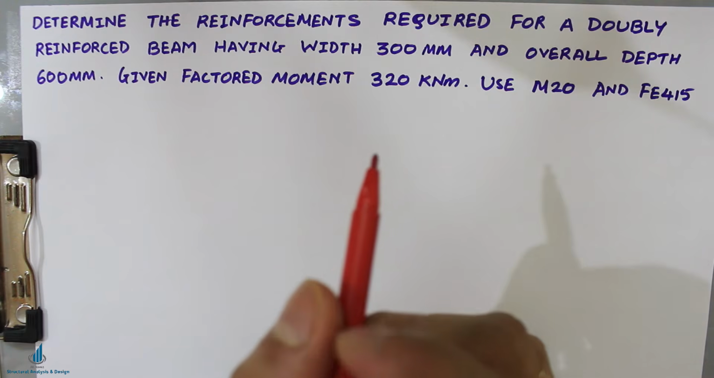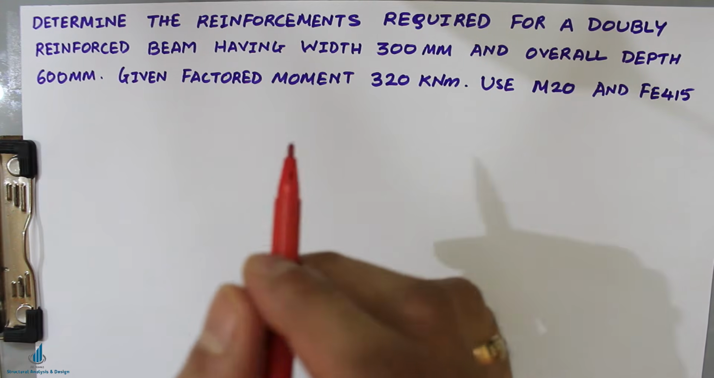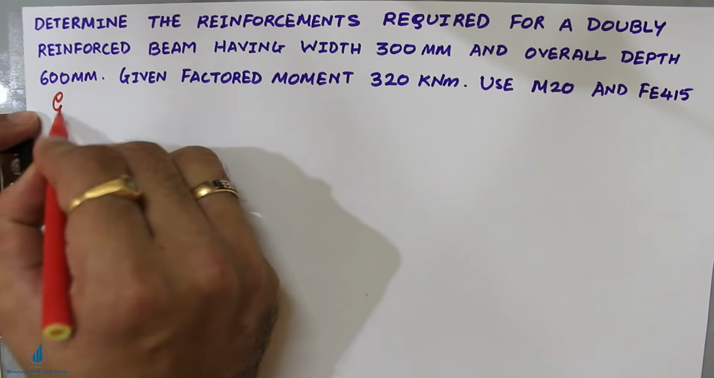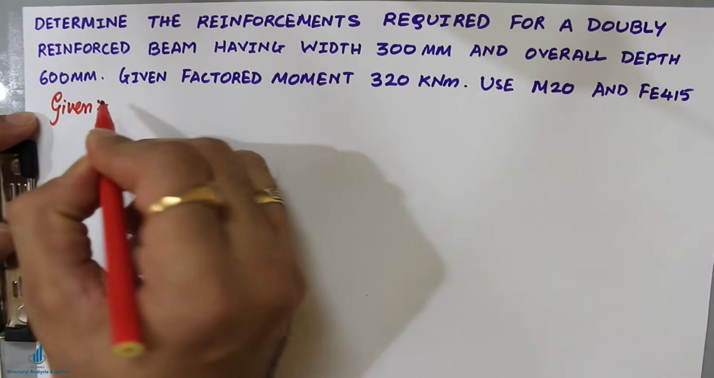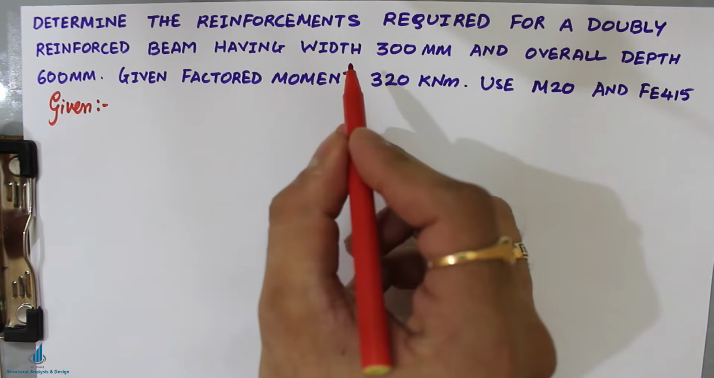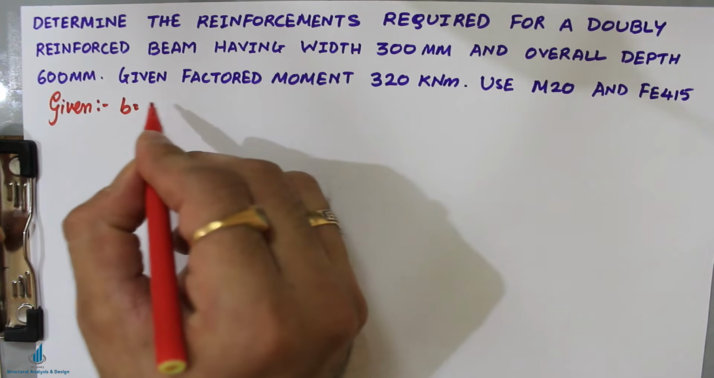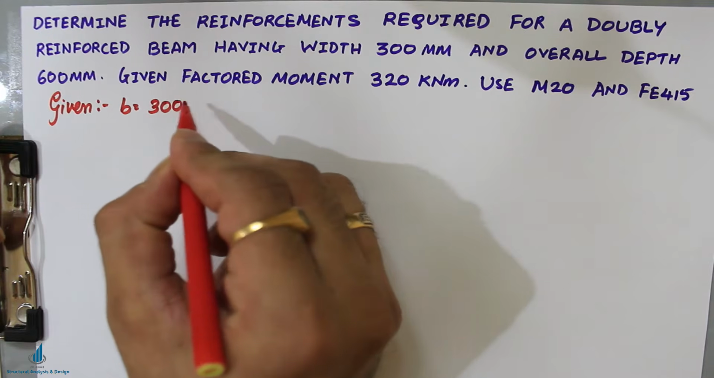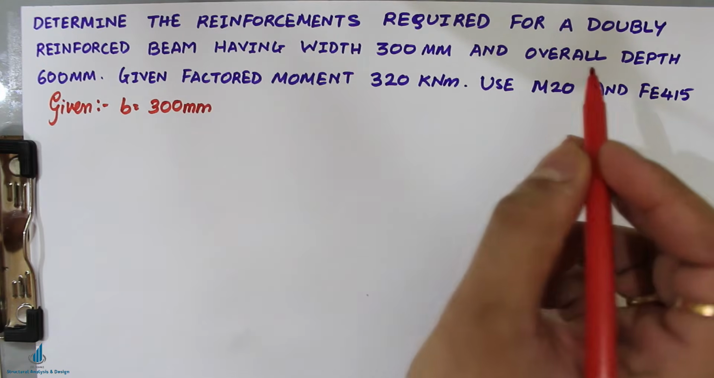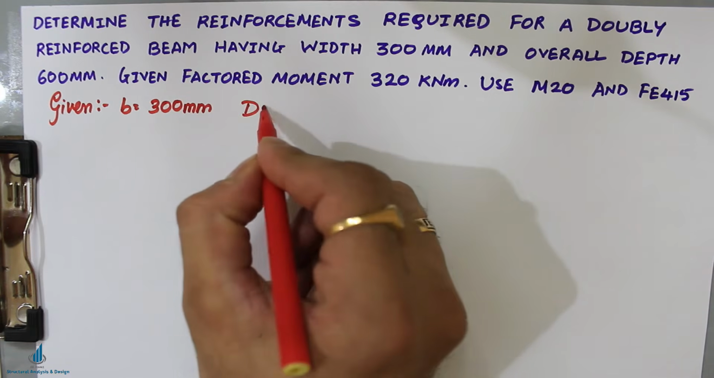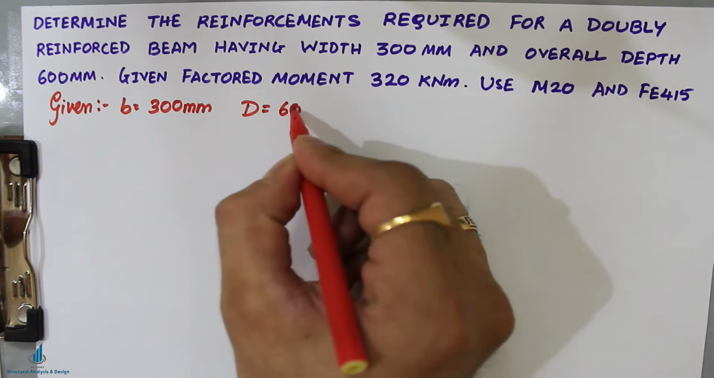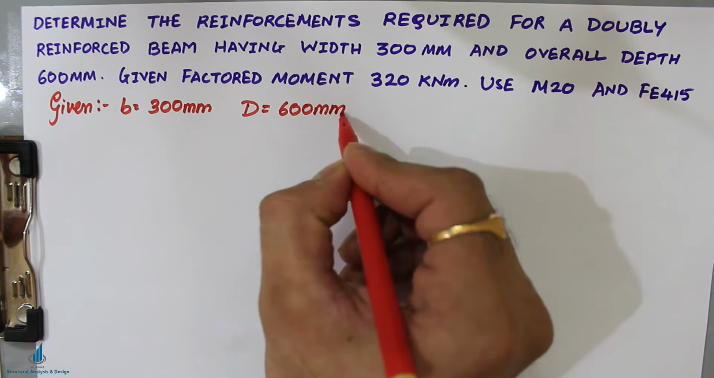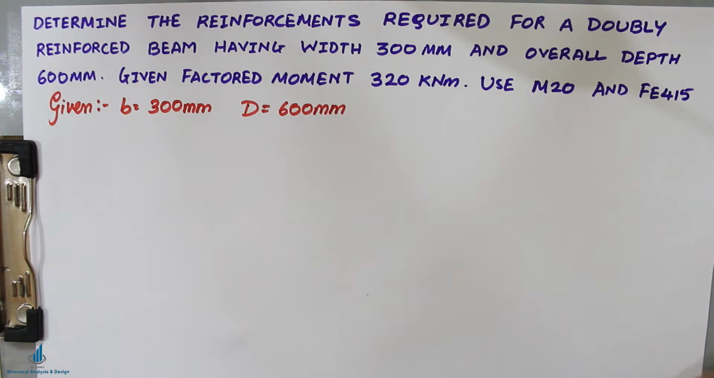So as usual, we shall write the given data first. What is given is the width, that is B is equal to 300 mm, and overall depth they have mentioned, that is capital D, that is 600 mm. What is effective depth, overall depth, clear depth, everything I have explained in one of the videos. That link also I shall give in the description box.